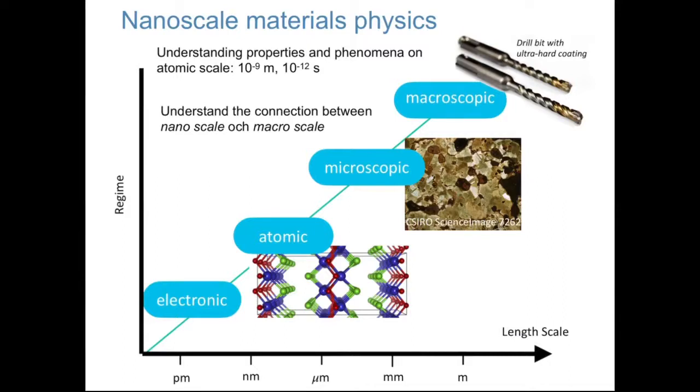An object such as a drill bit can be analyzed on the macro scale. This is the field of engineering. We may analyze its microstructure and see how it performs and reacts under working conditions. On a yet smaller scale, the properties of the material can be related to how atoms interact with each other.